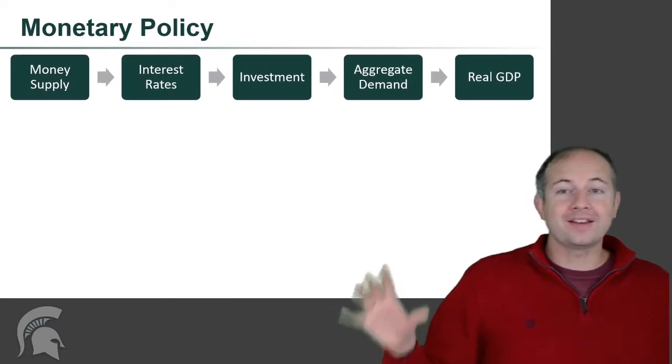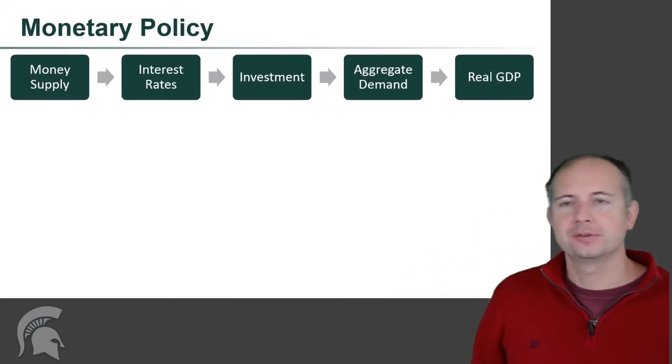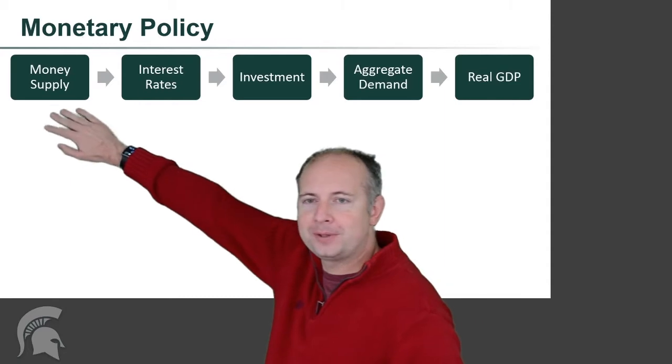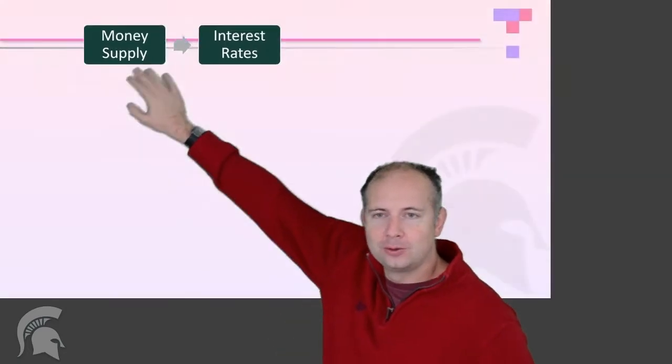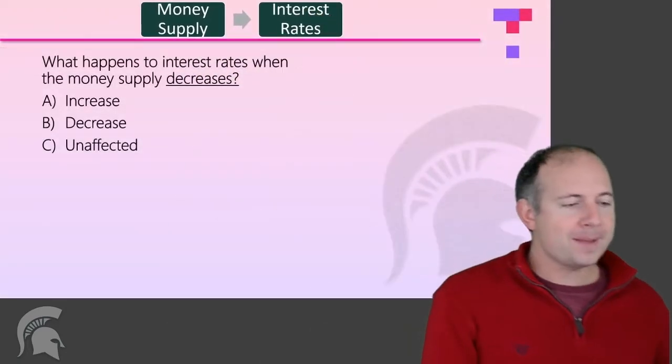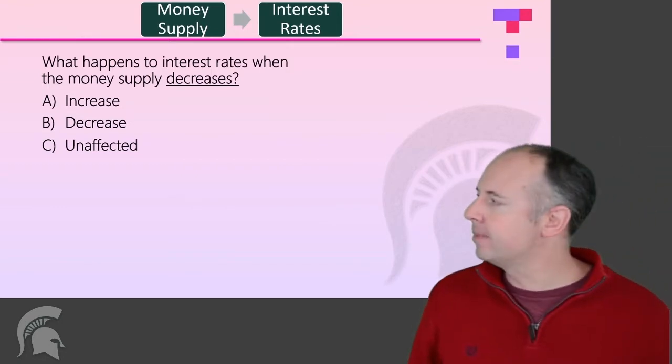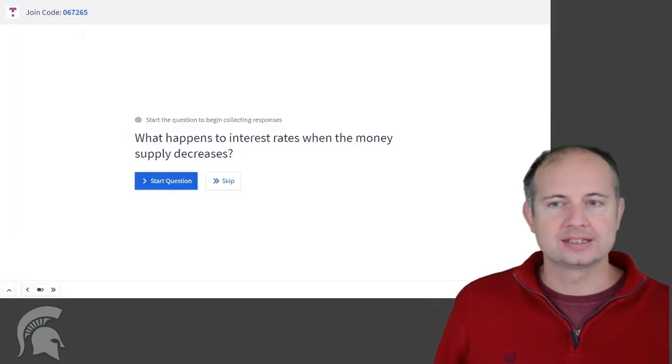All right. Oh, and I like it, we have good animations. So we'll start off with the relationship between money supply and interest rates. Whoosh. What happens to interest rates when the money supply decreases?